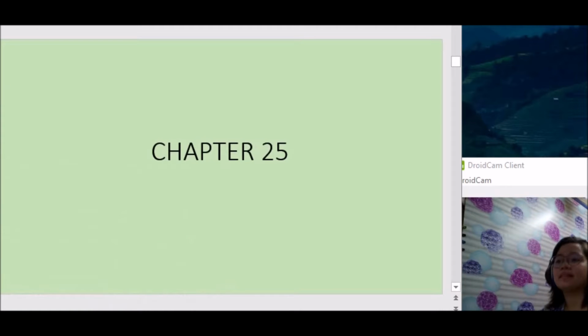Hello, we're going to talk about chapter 25 and solve some problems just to make sure that we really understand this chapter. This chapter talks about current, resistance, and electromotive force. This is again from University Physics. Let's see this part here.